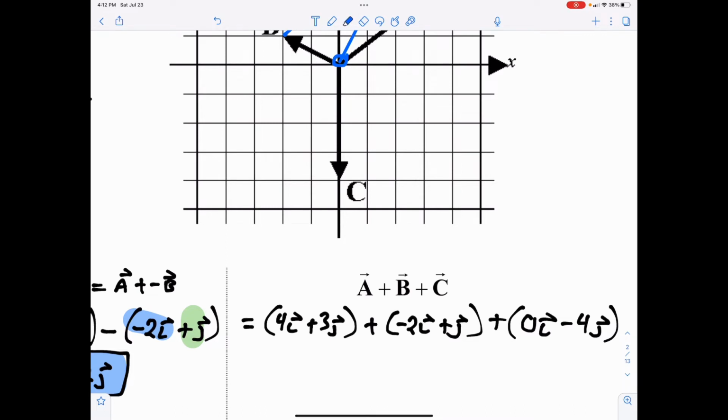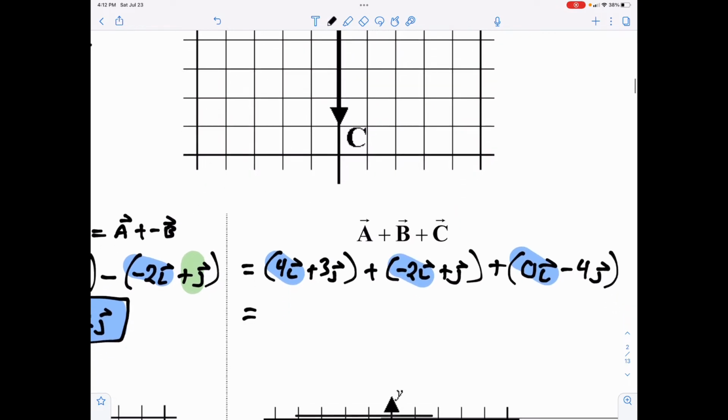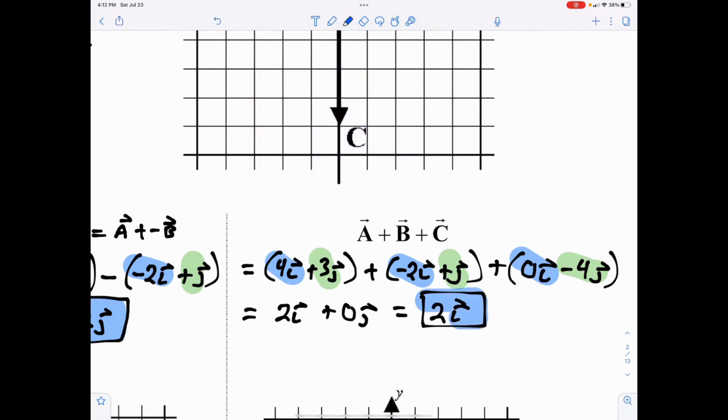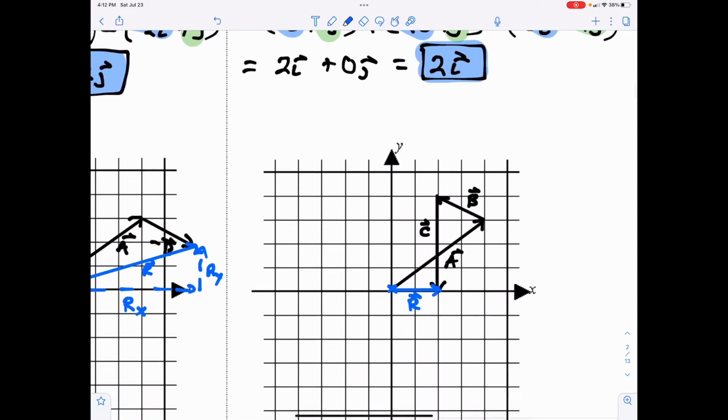Okay, add them up. The x component would be 4 minus 2, or 2 in the x direction. Then you have 3 plus 1 is 4, minus 4 is 0, plus 0j, which would just simply be 2 in the x direction. And you can see that's confirmed with our picture right here, a resultant vector 2 units in the x direction.